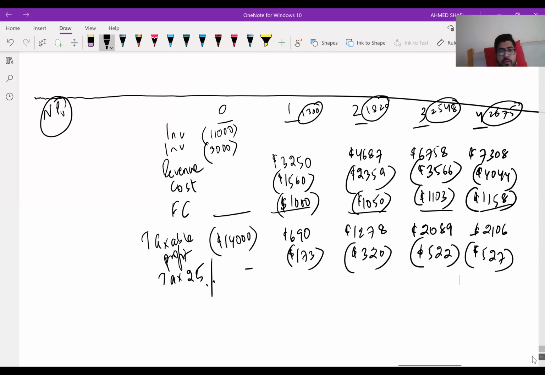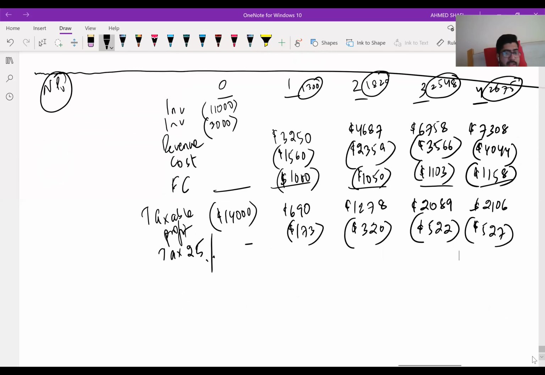Okay, so after you are done with investment, revenues are selling price multiplied by units, less the cost per unit multiplied by units, less fixed cost, and you get taxable profit, you pay tax. After tax, there is working capital investment and working capital recovery. So what about working capital?